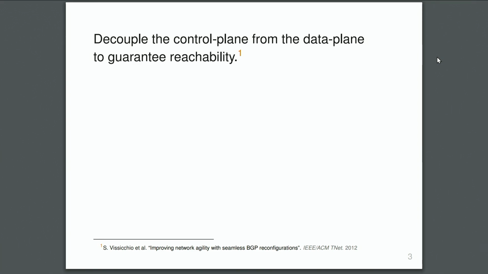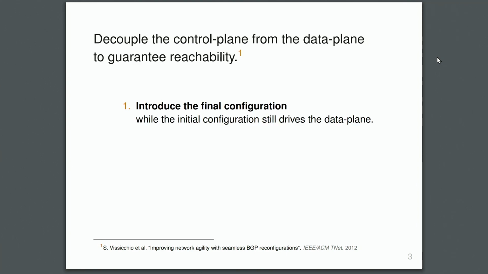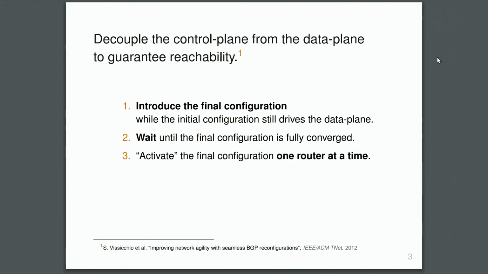A technique that does so is called Chameleon in the night. What it does is it introduces the final configuration along with the initial configuration, but the initial configuration still drives the data plane, so the final configuration is deactivated. Then it will wait until the final configuration has converged, and finally it will activate the final configuration, but one router at a time in an ordering that preserves reachability. So this indeed works, and this technique can preserve reachability for any kind of reconfiguration, but essentially it duplicates the entire control plane, so it has a large overhead.